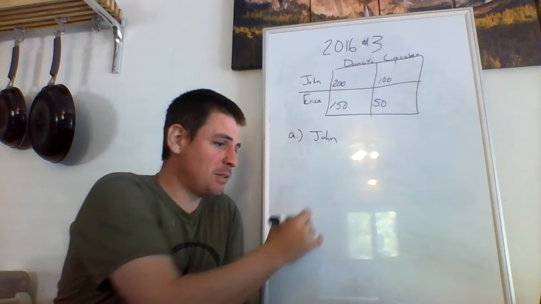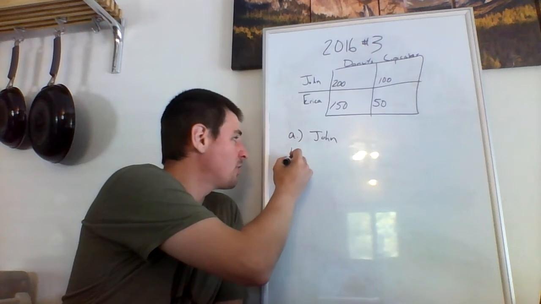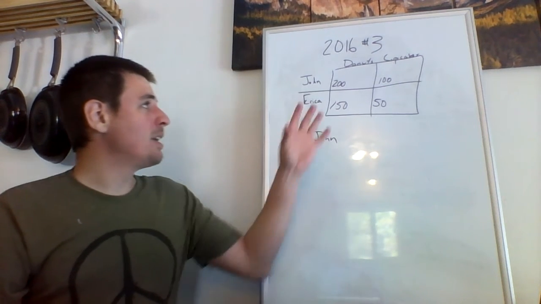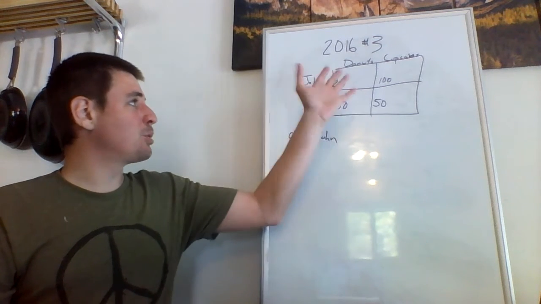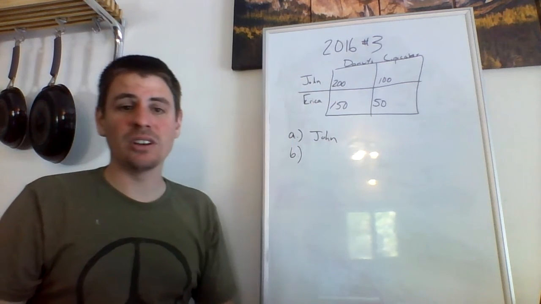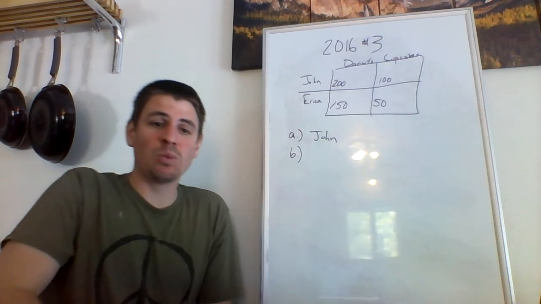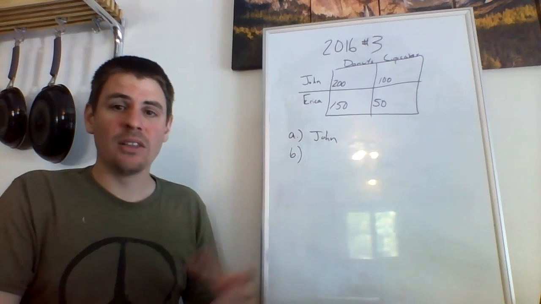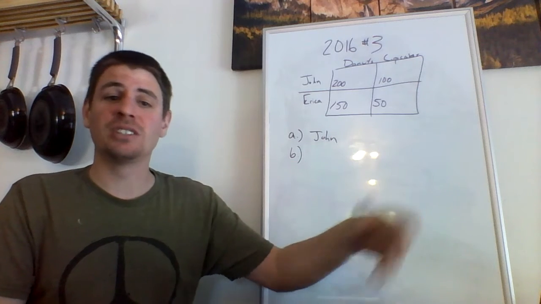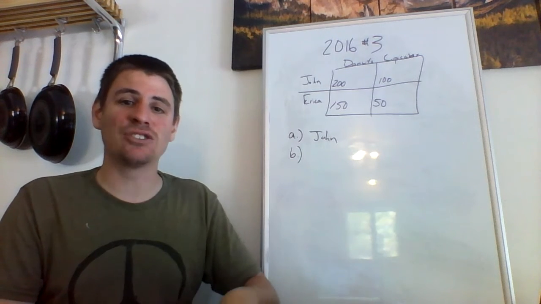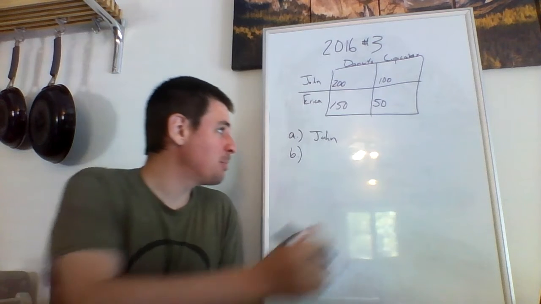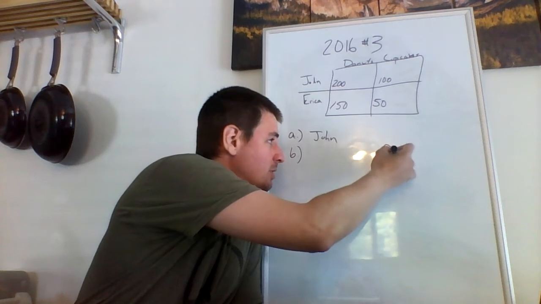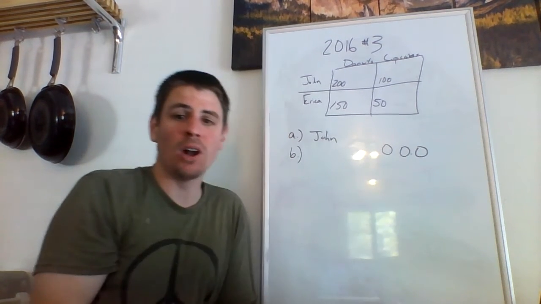Who has the comparative advantage in producing donuts? Do not just assume that because John can produce more donuts, he has a comparative advantage. Comparative advantage is what you are able to produce with the lowest cost. What you have a comparative advantage in is what you should specialize and trade in. Well, how do you find that comparative advantage? Remember, you're looking for the per unit opportunity cost.